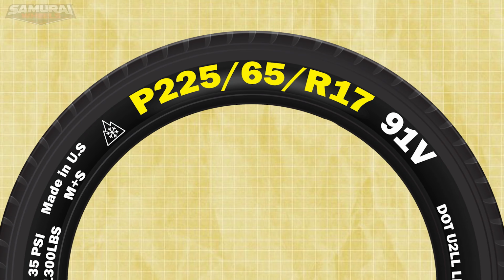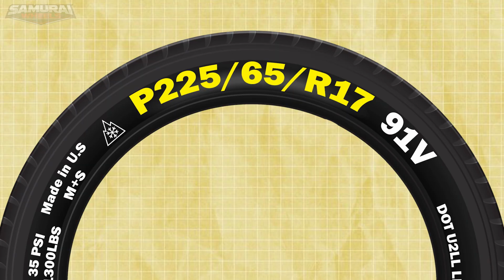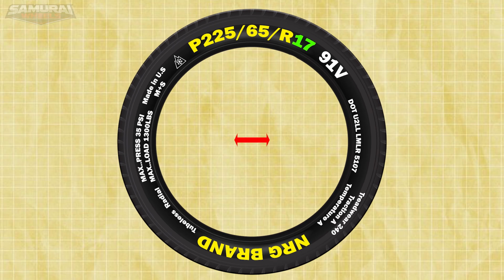Next in our series of tire markings is a letter instead of a number. The letter R indicates radial construction, which is the most common type for modern tires. Other examples are B for bias ply or D for diagonal construction. The last number, 17, represents the diameter of the wheel rim in inches that the tire is designed to fit.